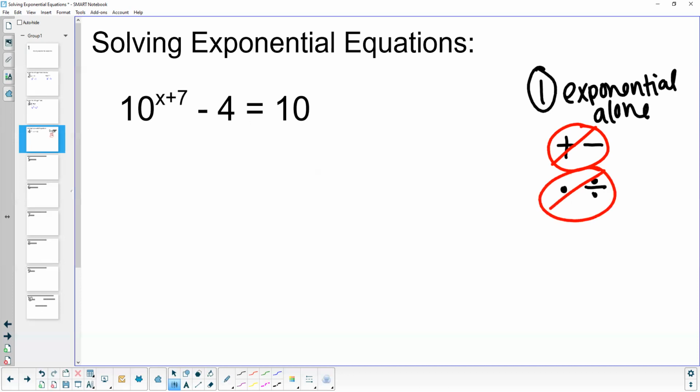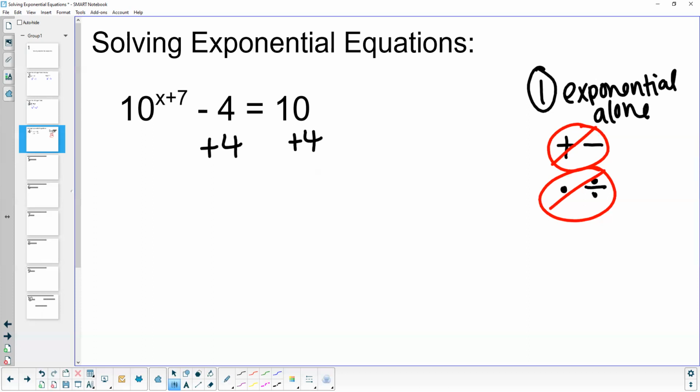First we want to get rid of our add or subtracts. Then we want to get rid of our multiply divide. The only time when that is not going to be the order is when we have a multiply or divide that applies to the whole thing. So if it's like 3 times something, and we'll see an example of that later. First we want to get our exponential alone, so we're going to do that here.